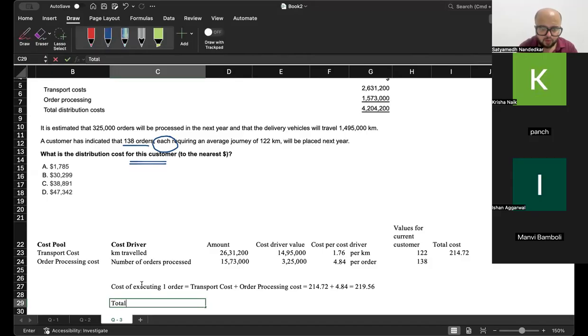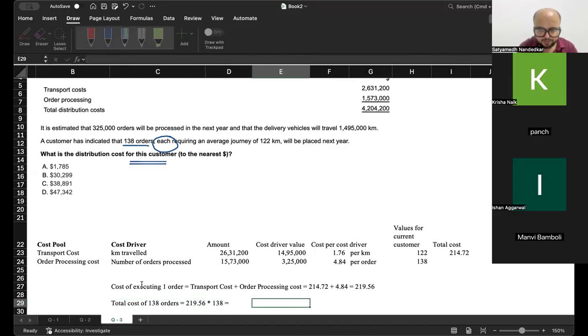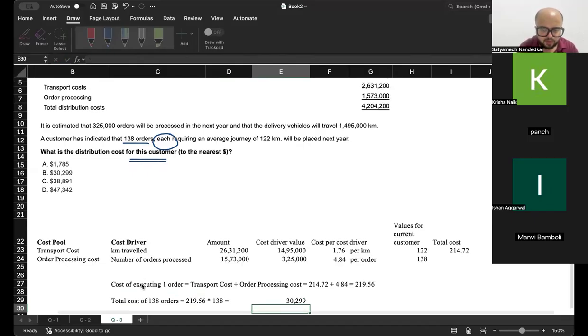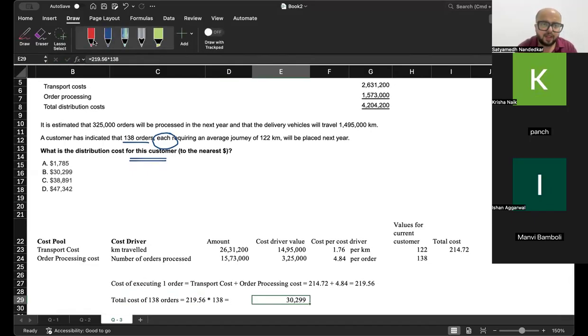219.56. Yes, sir. So total cost of 138 orders is 219.56 into 138. Correct. 219.56 into 138. 30,299.